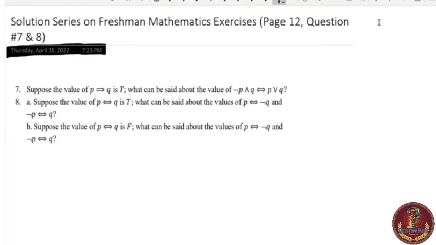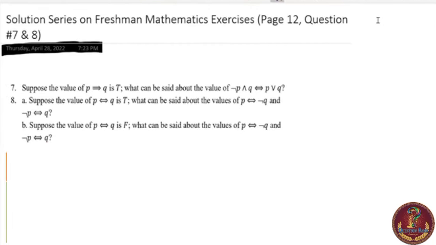My name is Dr. Deraje from Jijiga University. I will be demonstrating the solutions of question number 8 and 7 from the freshman mathematics module, which is given as an exercise on page 12.